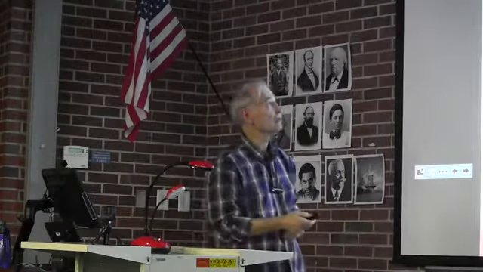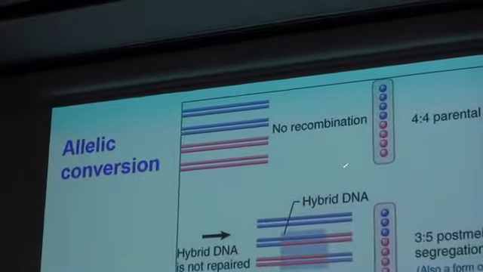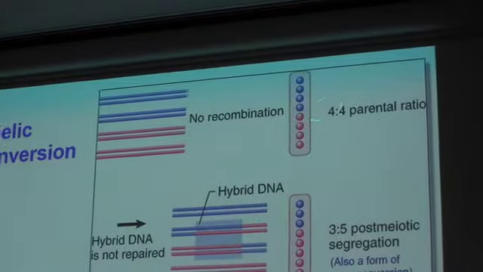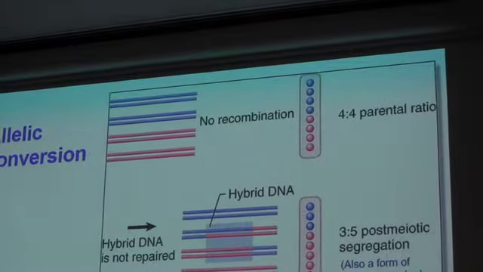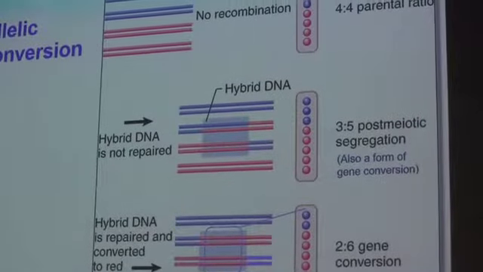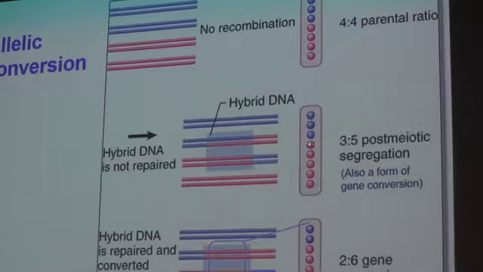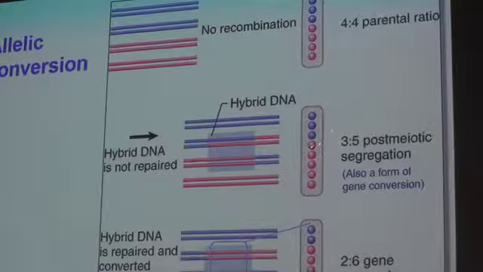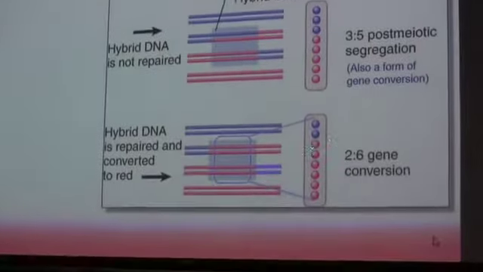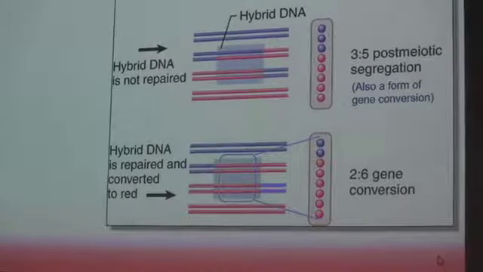You can just count those, and you can tell whether recombination has happened. The normal distribution is 4-4. That's the parental ratio, and you'll get 4 coming from one parent, 4 coming from the other. If there's no recombination, that's the ratio you're looking for. Anything else raises a suspicion, especially on an exam, that you have allelic conversion. A 3 to 5, where you got 3 and then 5. It's as if one of these blue got turned into a red. Allelic conversion. Here's a 2-6. It's like 2 of the blues got turned into red. They were converted, changed over.